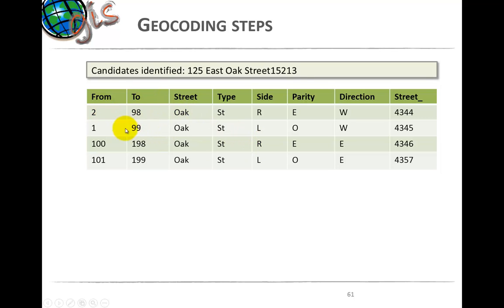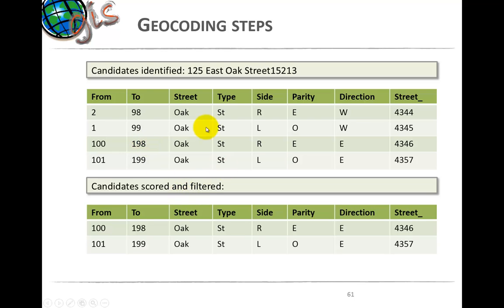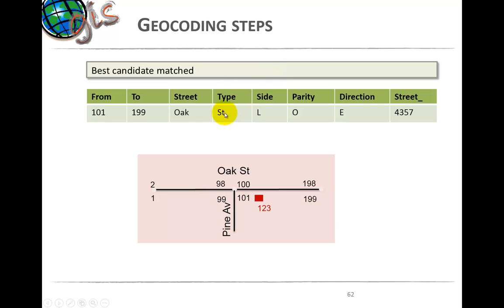It's going to find all these different probable candidates, and it's going to start ranking them. So candidates will be scored and filtered. Since this is 125, it cannot be between 2 and 199. That's eliminated. 1 to 199, that's eliminated. So it is essentially left with two top candidates, 100 to 198 and 101 to 199, which have the highest probability of containing the address 125 East Oak Street Drive.